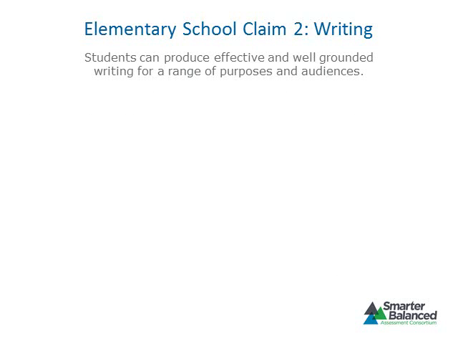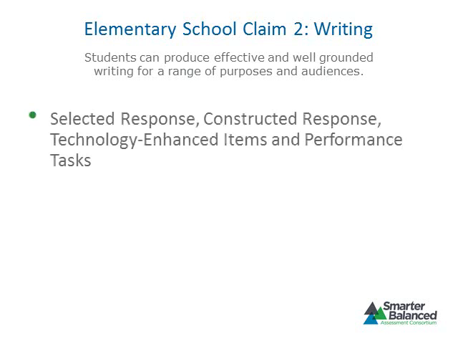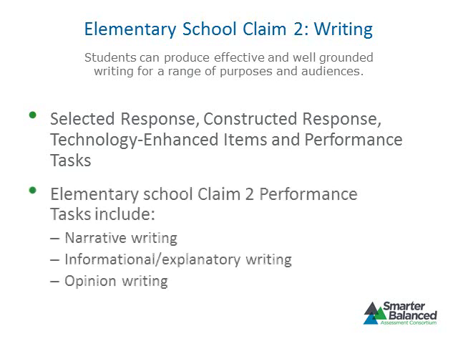Claim 2 focuses on writing skills and states that students can produce effective and well-grounded writing for a range of purposes and audiences. Evidence for Claim 2 will be provided by selected response, constructed response, technology-enhanced items, and performance tasks. For elementary school students, performance tasks will be used to collect evidence about narrative, informational, explanatory, and opinion writing. The focus on opinion writing in elementary grades differs from the focus on argumentative writing in middle school.